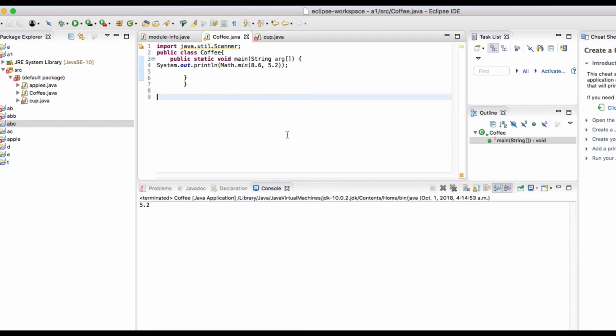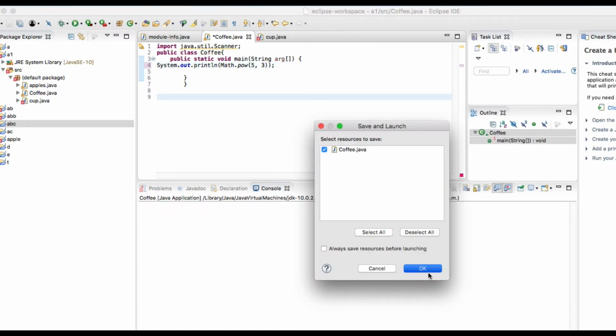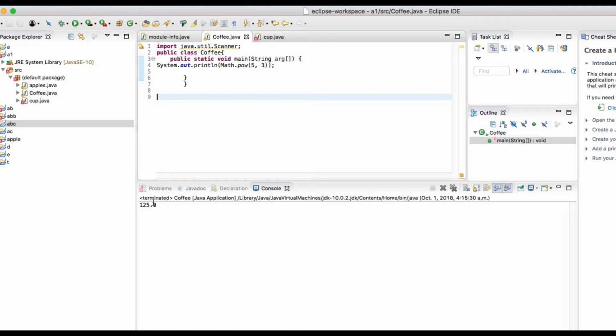And the next thing is power. The power function is, if we put two numbers, it's going to raise the first to the power of the second. Let's say 5 and 3. It's going to put 5 to the power 3 and find out the value. Okay, I should put Math.pow. And we get 125.